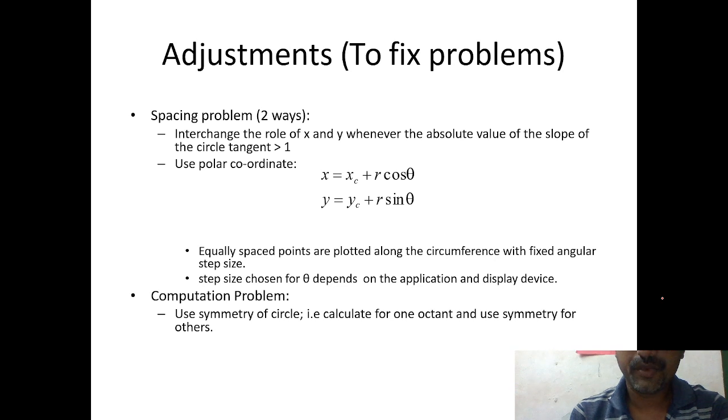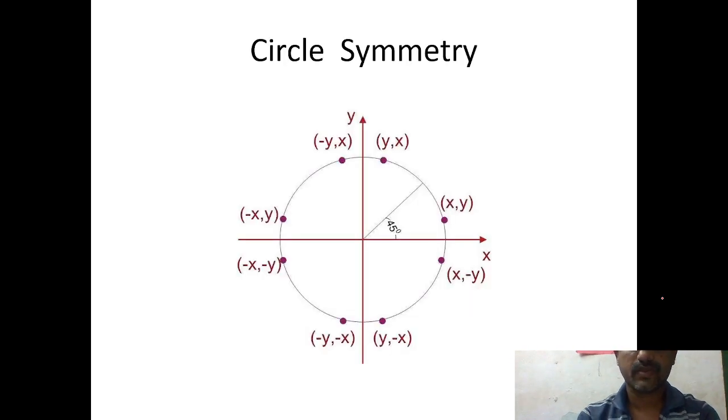Now, how to complete the problem? We can calculate for one octant and use symmetry for the others. This is the one octant. There is a 45, 45, 90 degrees. That is the x comma y. We can calculate x, y. Then we can find all the values.